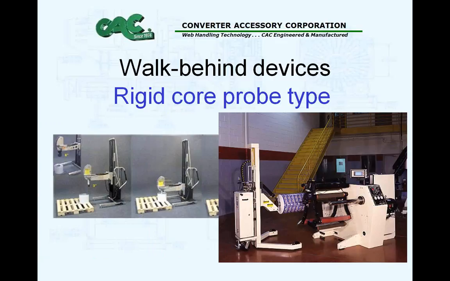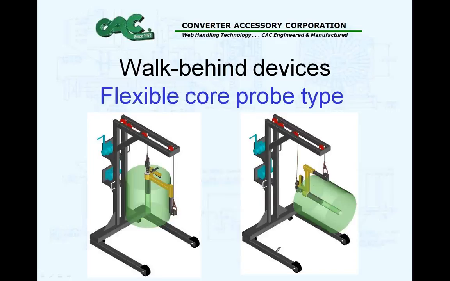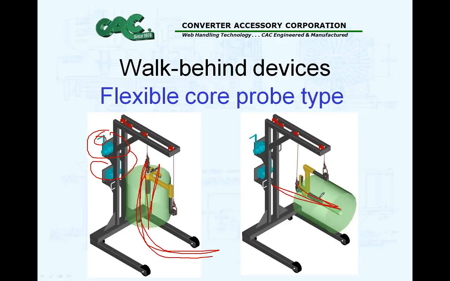This is an example of the same type of system. Here's the pivots. The probe is inside the core right now, but this probe pivots 90 degrees to give you the perpendicular positioning and parallel positioning. You can see how this is loading the unwind shaft of a slitter. This is a walk-behind device that has a flexible probe, and this can be powered or manual. This one has manual hoists, but when you turn these cranks, this hoist will pivot the roll 90 degrees to go from perpendicular to horizontal.